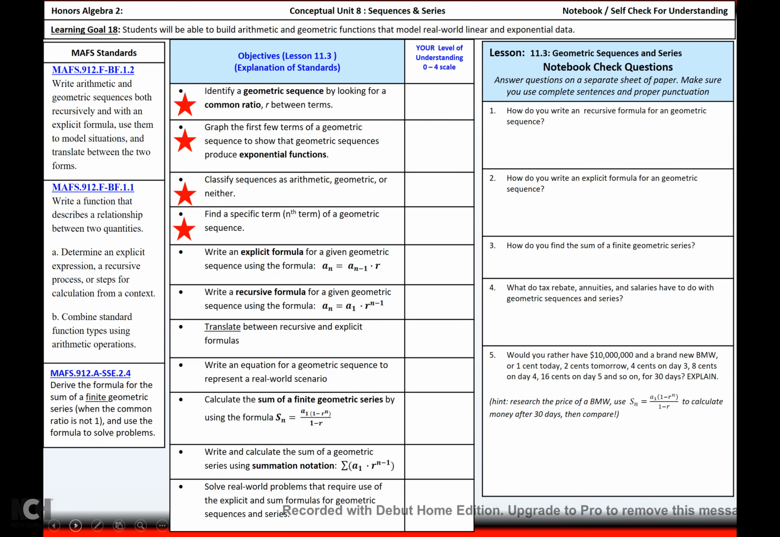Alright, so we've been talking about identifying a geometric sequence by looking for a common ratio. We saw that when we graph geometric, we get an exponential function. If you get a common difference, in other words, if you're adding to get the next term, it's arithmetic. If you're multiplying by the same thing to get the next terms, then it's geometric. Okay, and then we found how to find a specific term.